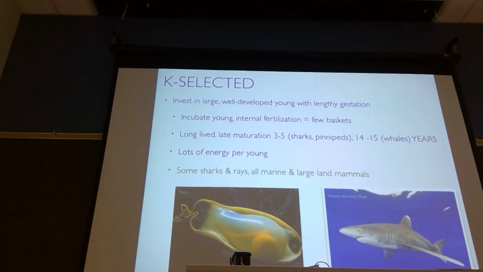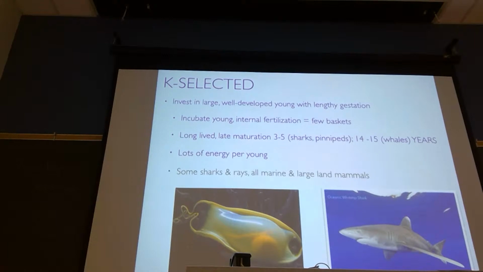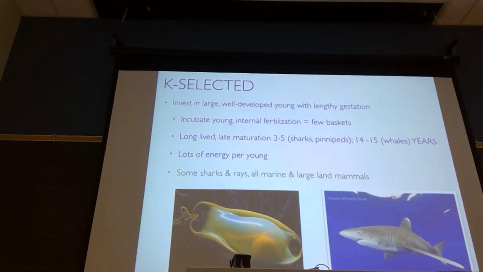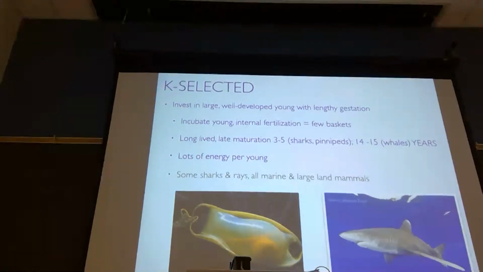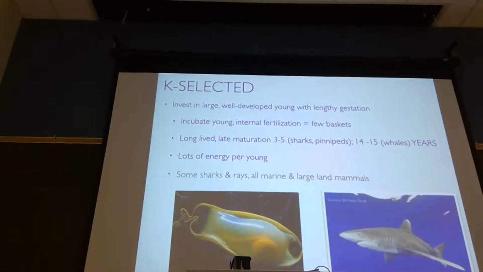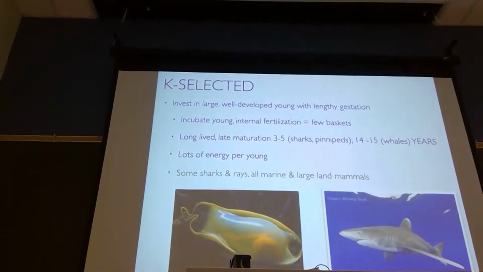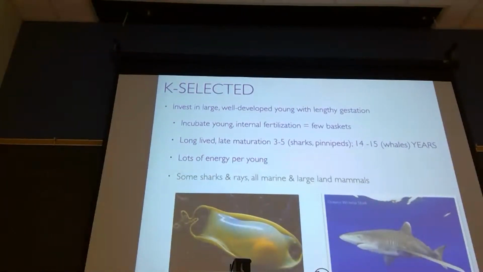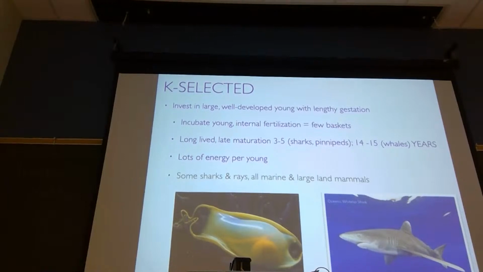They tend to incubate offspring. They tend to have internal fertilization when it comes to sexual reproduction. Their strategy is to put a lot of resources into just a few baskets, but make sure those few baskets, those few offspring survive to adulthood. K-selected life history strategists tend to be long-lived and have late maturation, somewhere in the age of 3 to 5 years, and sometimes it's even longer than that.